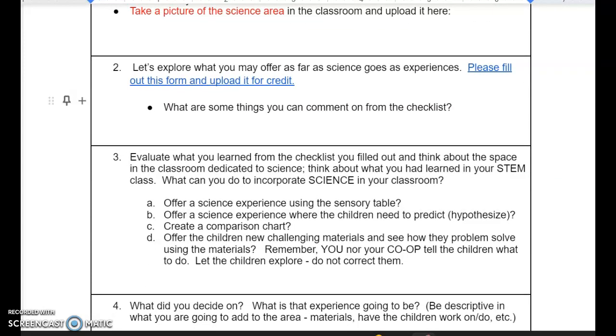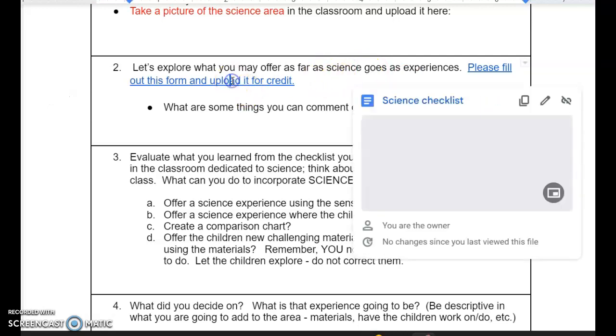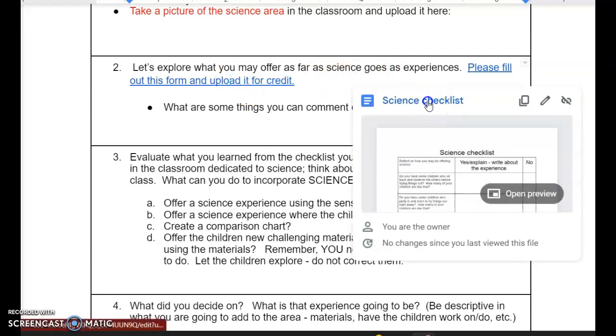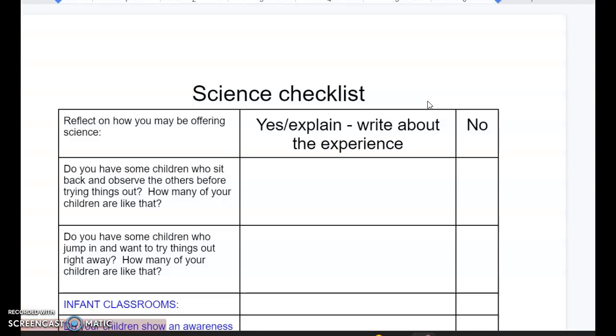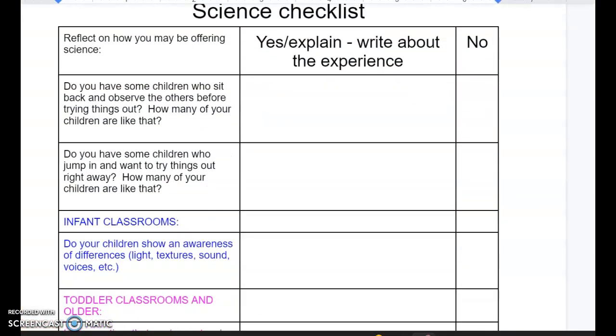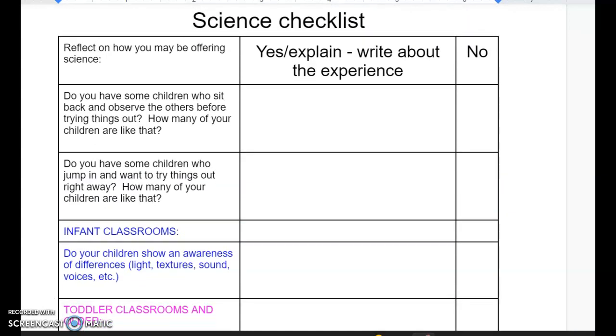Next, let's explore a little bit about how science can go. I've created this little checklist for you, and I've even got infants included in here. So look at some of these things and reflect on your classroom. Do you have some children who just sit back and observe others before they try things out? How many of your kids are like that? Talk about it here.